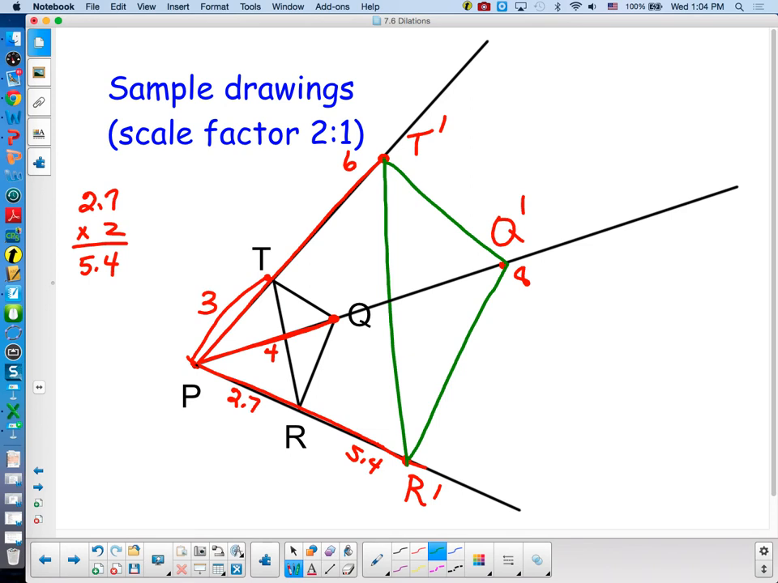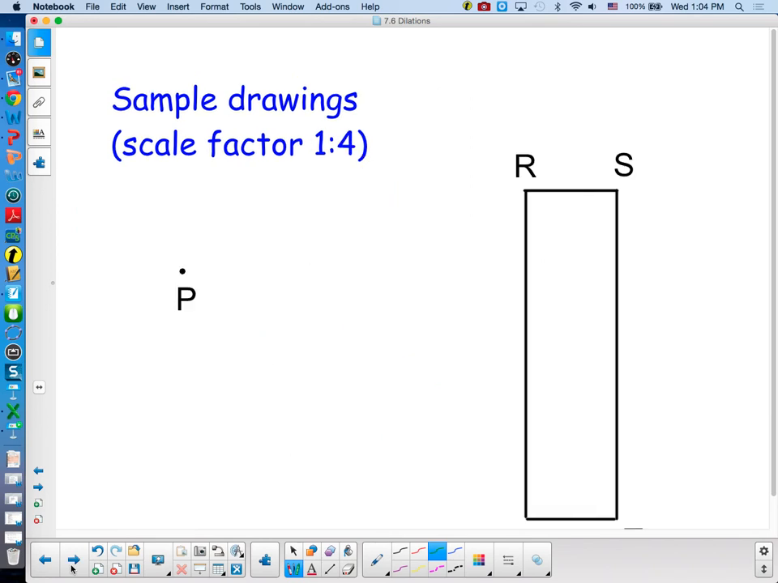Okay, now in the next example, we're going to make it smaller. So instead of multiplying, we're going to divide. What's the scale factor I want on that second one though? 1/4. So like 1 to 4. So you're not going to divide by 2, you're going to divide by 4. So then we take P and R. Yes, you're going to line up P and R. You actually don't have to go past it this time because we're going to make it smaller. Measure PR.